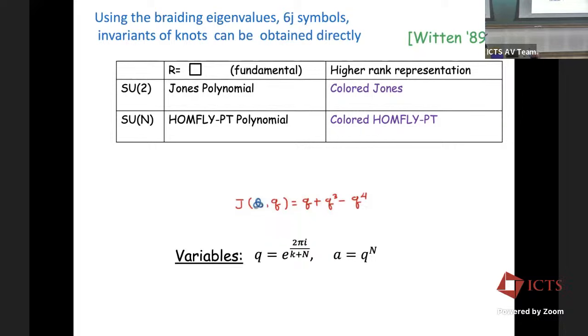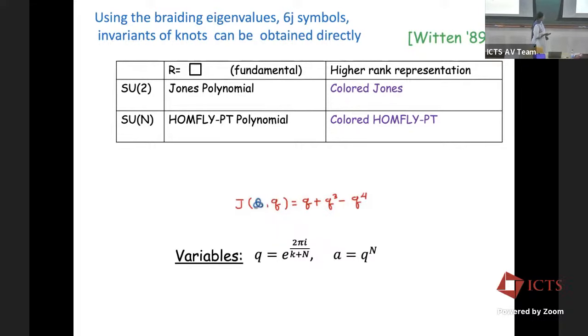Anything else? Okay, so you'll ask, what is this variable Q? The variable Q is related to the rank of the group and also the coupling constant. And if you make this variable Q to be this, where n is 2 for SU2, and for SUN, you will have another variable A as Q to the n. So this is dependent purely on the rank, and this one is the Q variable. So you can write, these are two variable. The HOMFLY-PT are two variable, in variable A and Q, and this one is in variable Q.